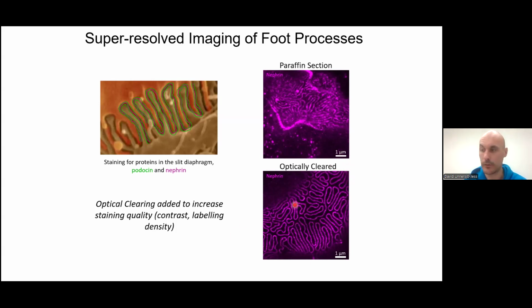I think this is an example of what I spoke about before, that these clearing protocols slightly swell the sample and they remove lipids. This makes the sample much more porous, and it's easier for antibodies to find their target. So that's probably the reason that we could achieve this in a cleared sample.